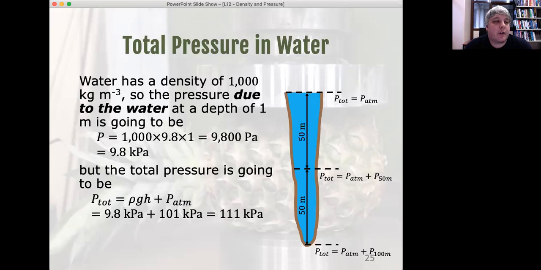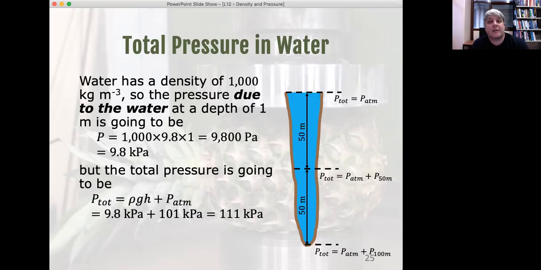The example here, we've got 1,000 kilograms per cubic meter, so this is pure water, which is realistic or not, we'll use it as our example. So with 1,000 kilograms per cubic meter, the pressure due to the water at a depth of 1 meter is going to be 1,000 kilograms per cubic meter times 9.8 meters per second squared times 1 meter, which is 9.8 kilopascal. So 1 meter of water gives you a pressure due to that water of 9.8 kilopascal. But the total pressure is already going to be atmospheric pressure at the surface of the water plus that 9.8 kilopascal for going 1 meter underwater. So we end up at a total pressure of 111 kilopascal.